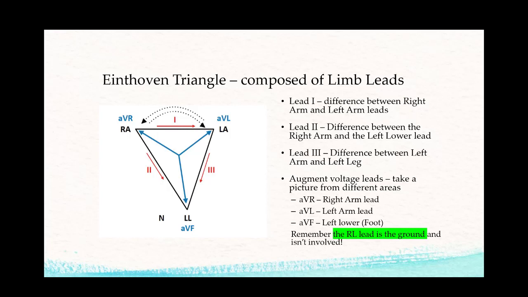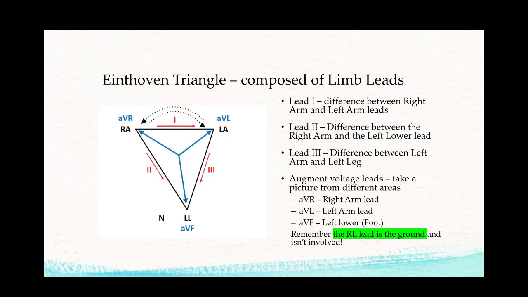Lead 3. Lead 3 looks at the electrical difference between the left arm and the left leg. And so that is looking at the lateral part of the heart. So really that's kind of looking at the opposite area of lead 2, and also an opposite area of lead 1 as well. So that's 3 of our leads. All 1, 2, and 3 look at the electrical difference between two leads.